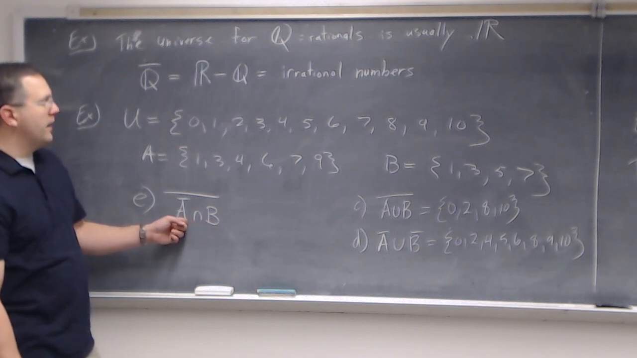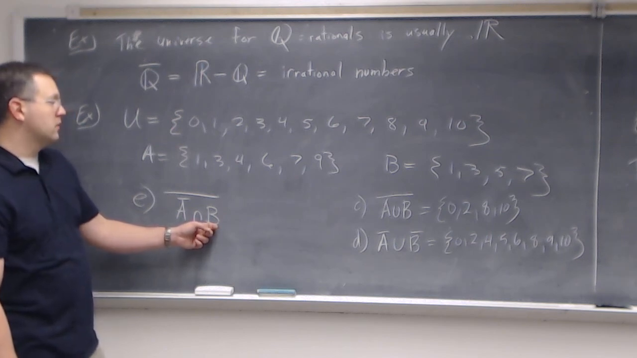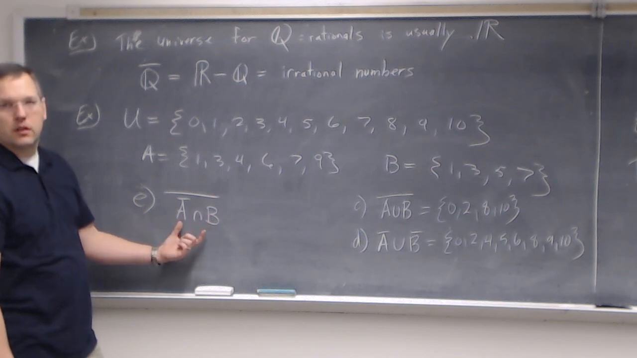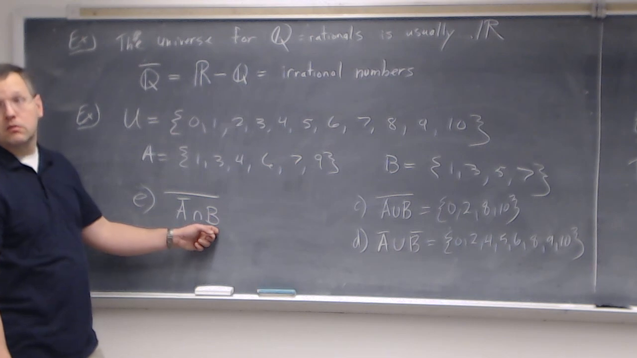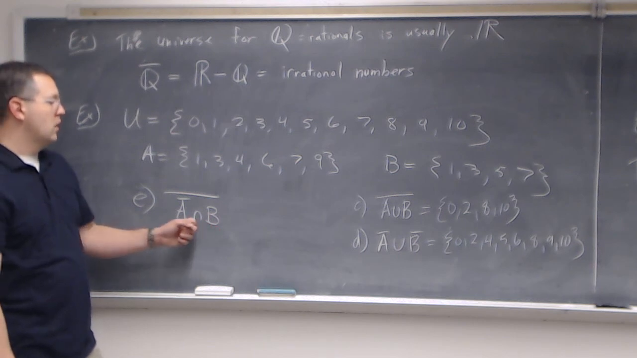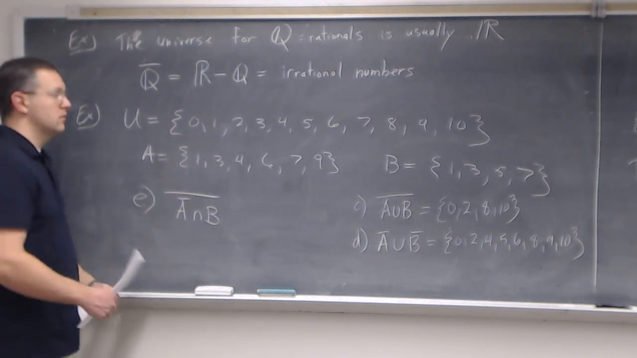So things that are not in A and also in B. So that'd be 5. Is that right? 5 is the only number that's not in A, but it's also in B. So the complement of that set would be everything except 5. 0, 1, 2, 3, 4.